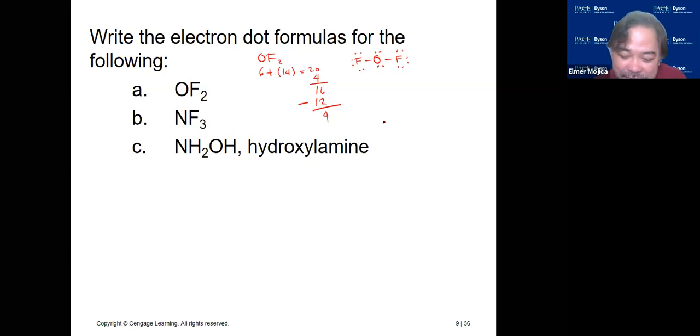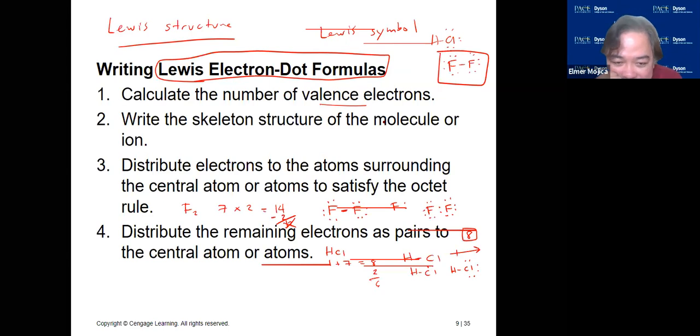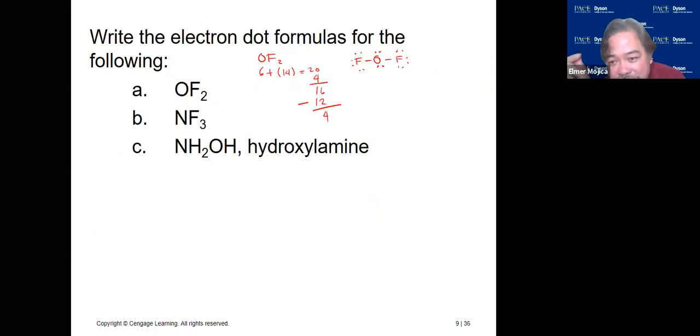So the thing that I'll do next, if you're going to leave this step there, distribute the remaining electrons as pairs to the central atom or atoms. But we're done. We're okay with that. So the one that we need to look at now is satisfy the octet rule. So what does it mean? Each element has 8 electrons.